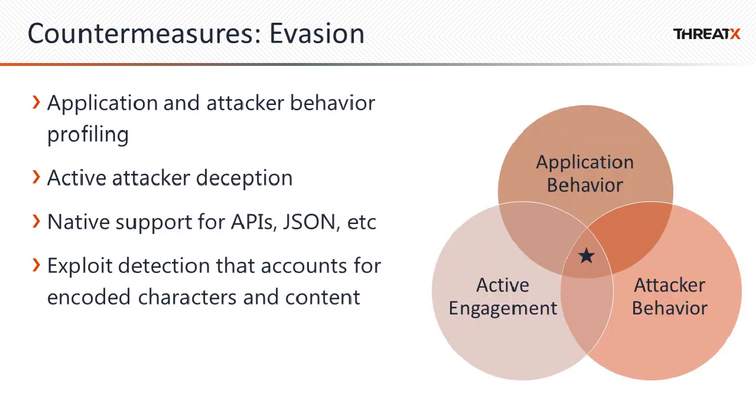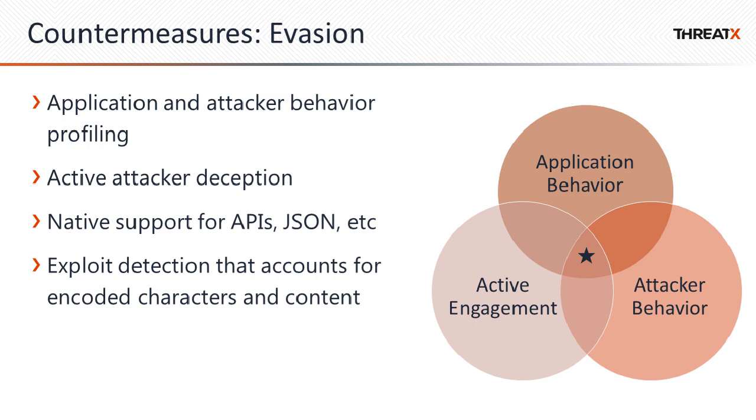So what are the countermeasures here? Well, you really need a bunch of things working together. There's no silver bullet. It used to be that we tried to just rely on signatures to do this, but that doesn't really work anymore. Really what it comes down to is a combination of profiling the application to see what's normal for that application, and then also profiling the attacker behavior, so looking for all of these TTPs, right?